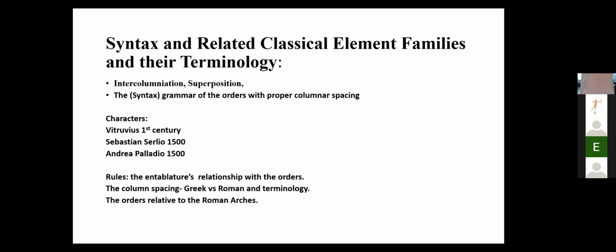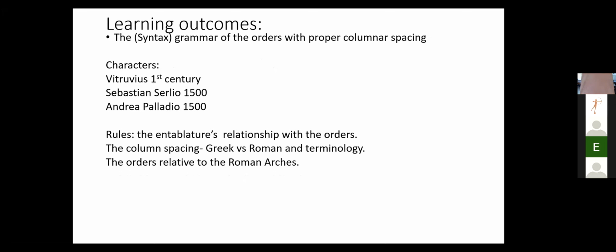First, we're going to talk about the rules. There are several different rules in classical architecture that really should not be broken. The relationship of the entablatures, the relationship with the orders, the columnar spacing, Greek versus Roman terminology in architecture. Learning outcomes: we talked about the syntax. We mentioned this earlier. I'm going to show you several different images of Vitruvius's ideas versus Sebastian Serlio and Andrea Palladio's architecture.